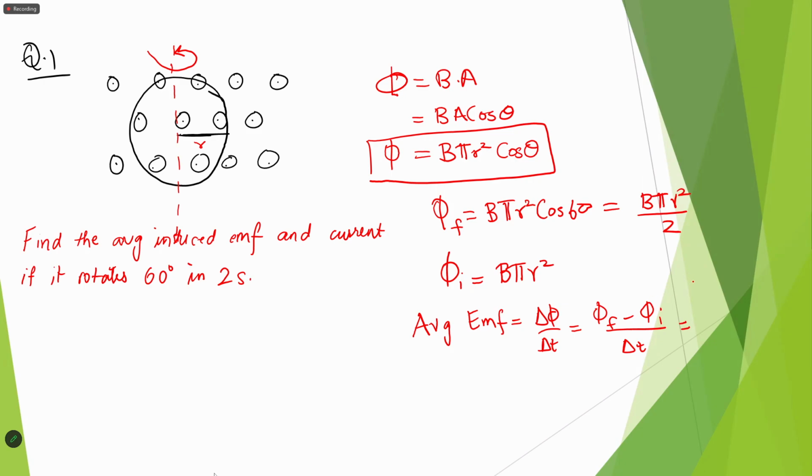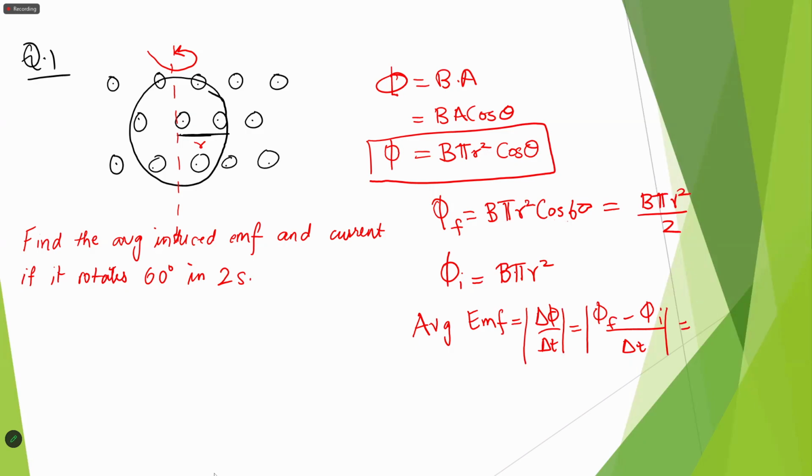B pi r squared cosine 60 over 2, I mean, oh wait. Cosine 60, we solve it. Cosine 60 is equal to half. This is the answer you get. Yes, miss, my bad. And by the way, do you remember I told you we always take the modulus? Do not take any negative values, okay?